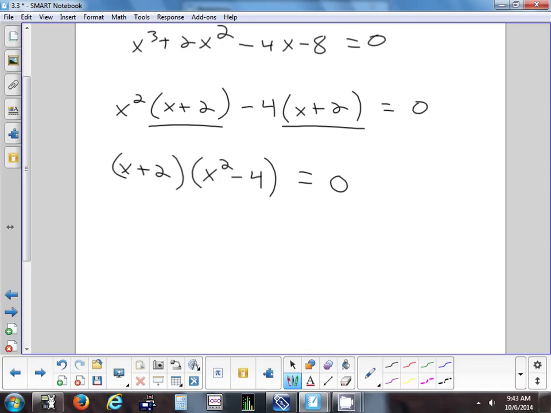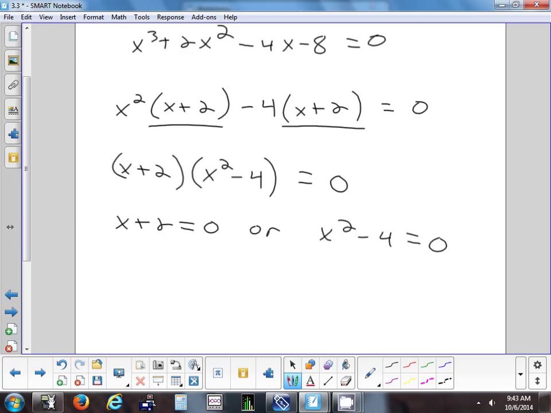Like if you had to explain that to somebody really little, and they just said, well, what has to happen to multiply two numbers together and always get 0? 0 has to be in there. 0 has to be one of the factors. Yeah. So either x plus 2 is 0, or x squared minus 4 equals 0. Okay, and now we solve each one.